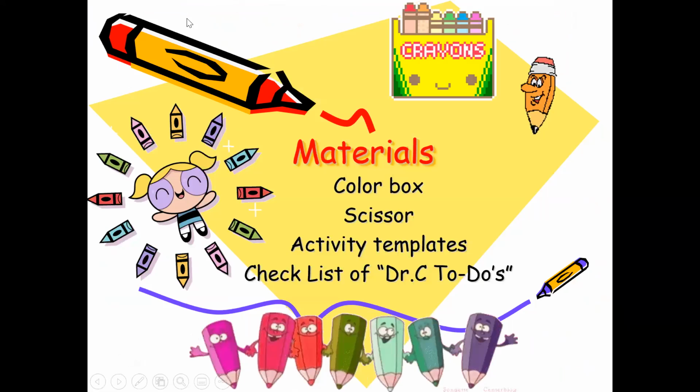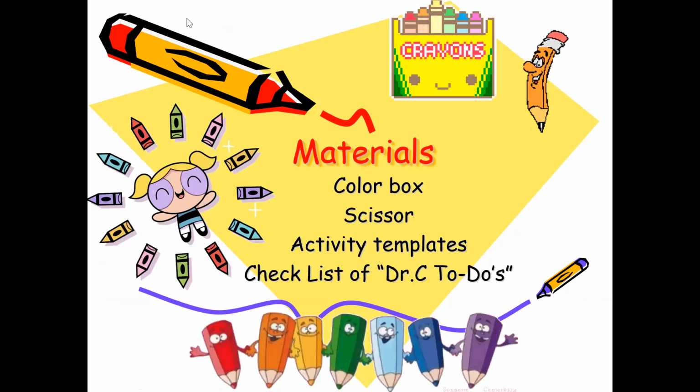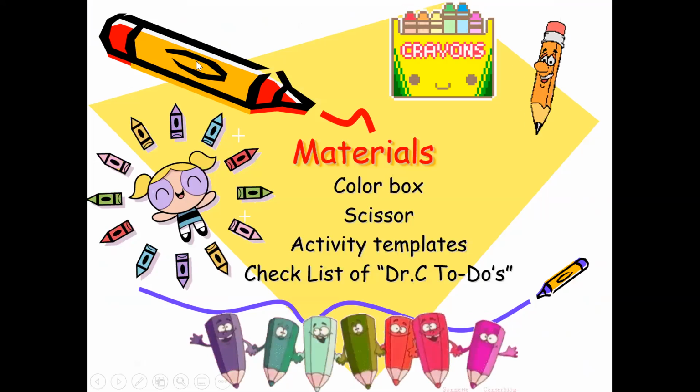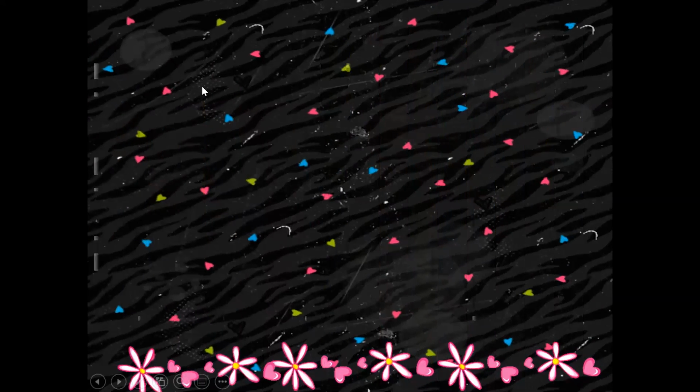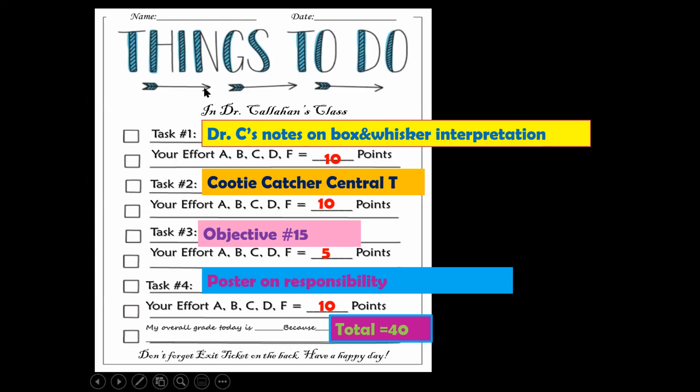All right, so today in class, you will be needing a color box, scissors, activity templates, and my list of to-dos. If you're at home, it's okay. You just need 2 separate pieces of paper so that you can cut it out and do a few things. This is the breakdown of what we're going to be talking about, so take a look at this. In addition, this is our to-do.